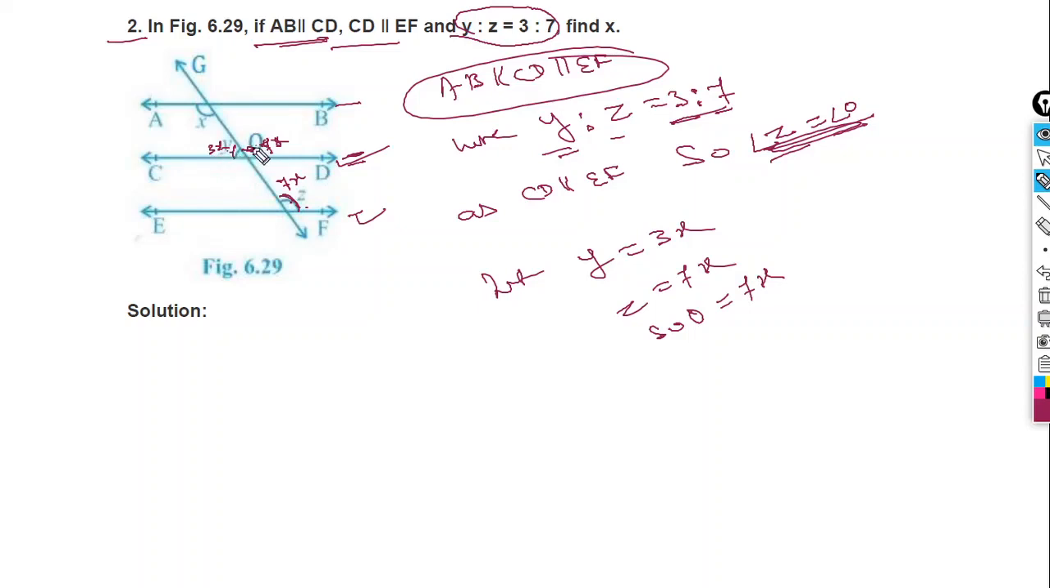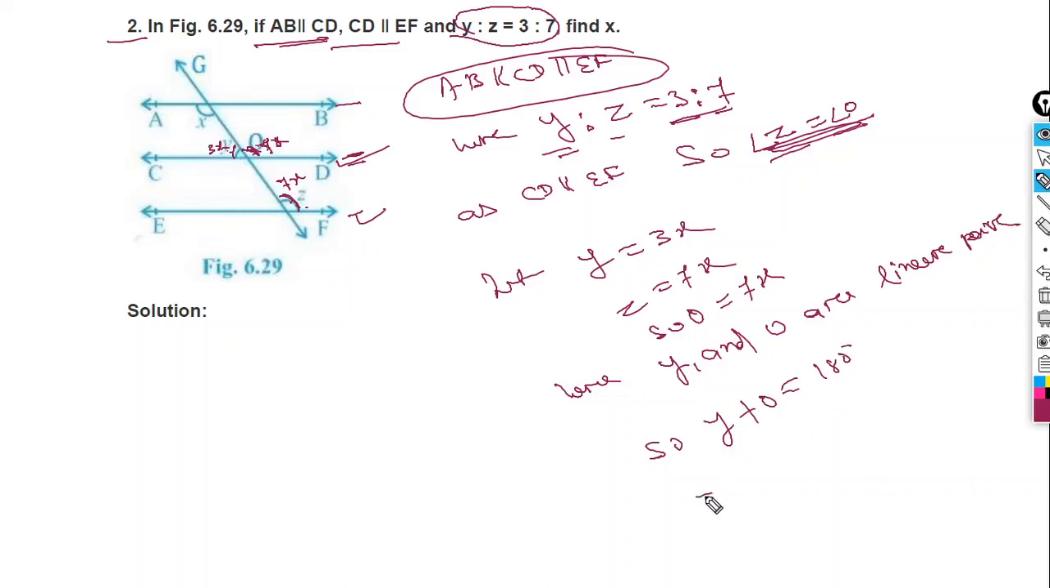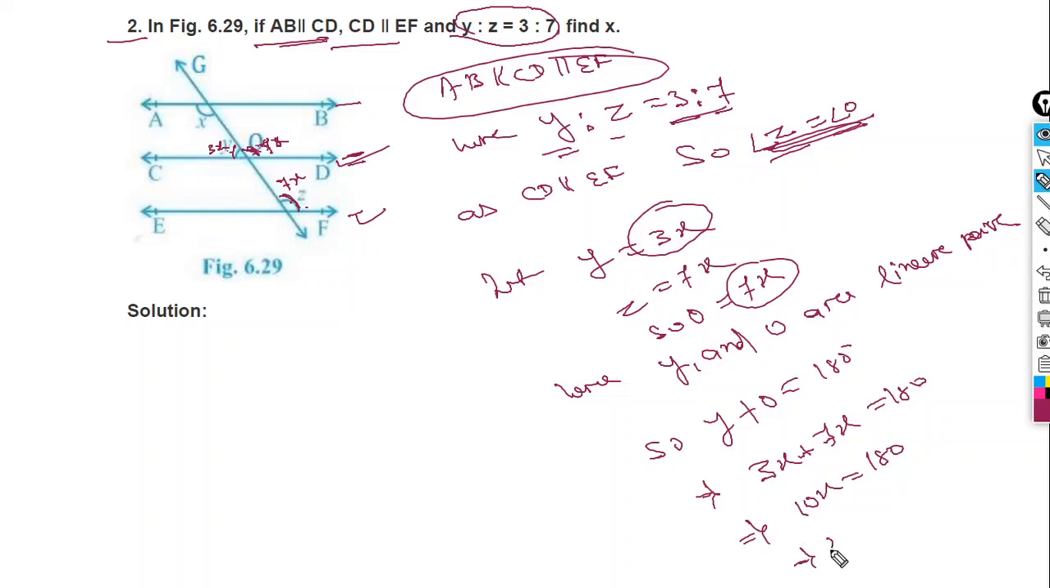Now y and O, they are a linear pair. You can write here y and O are a linear pair. So y plus O is equal to 180 degree. This implies you can put the value of y as 3x, O as 7x. So 3x plus 7x equal to 180 implies 10x equal to 180 implies x equal to 180 divided by 10, which is equal to 18.